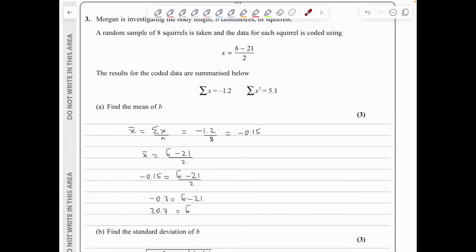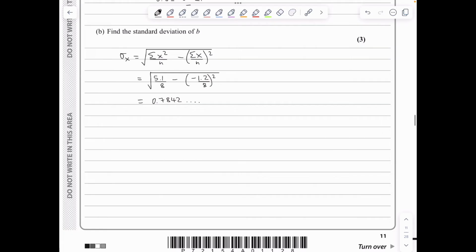Well, we know that when we add or subtract, the standard deviation is not affected, so the minus 21 plays no effect whatsoever. So we've got the over 2 being the only thing affecting the standard deviation. So we've got that sigma X is equal to sigma B over 2. So 0.7842 dot dot dot is equal to sigma B over 2. And if I cross multiply, I get 1.57 to be the standard deviation for B.